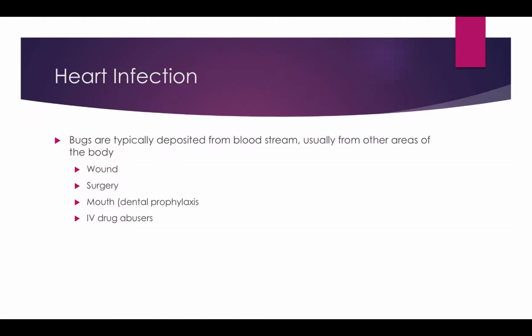So what is endocarditis? Essentially an infection of the heart. Bugs are typically, you think of a heart infection. Well, how does an infection get there? How does bacteria get there? Other than an obvious injury to the heart or a heart surgery or something like that. How does a person get endocarditis without having an obvious seeding there?